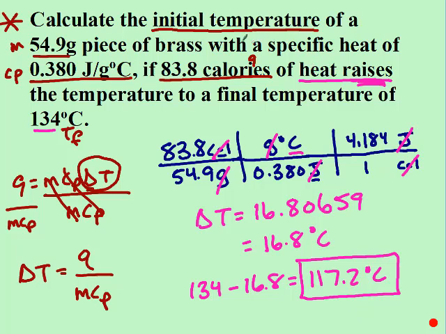If the problem had said that we had cooled a piece of brass and therefore it released that many calories and the temperature dropped to a final temperature of 134, then we would have added those numbers and seen what the temperature was before the temperature dropped. So when you're calculating temperatures, make sure that you're reading carefully to see if you should be adding it or subtracting it from the value that they gave you.